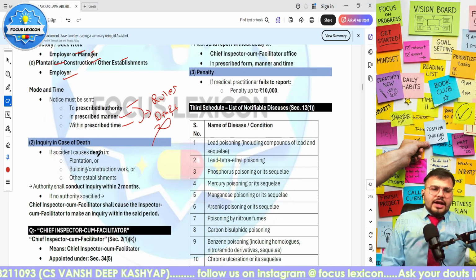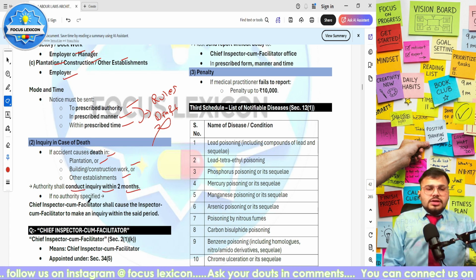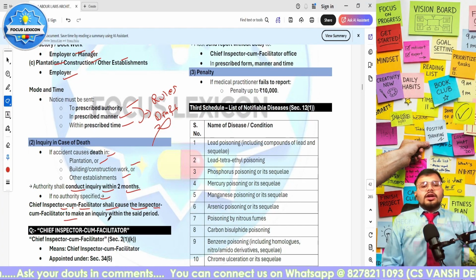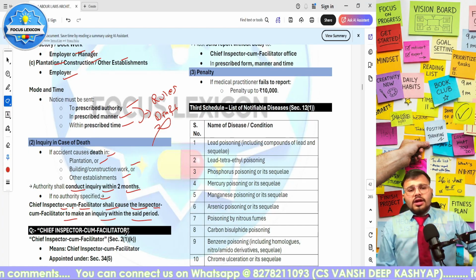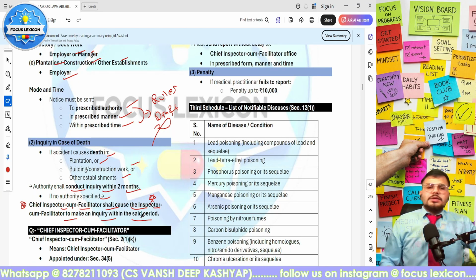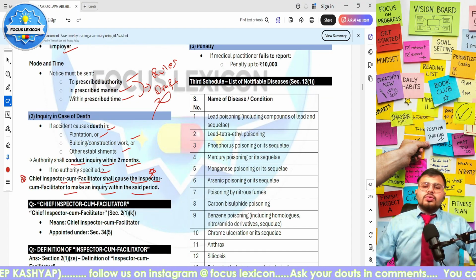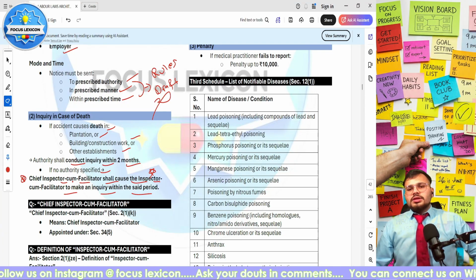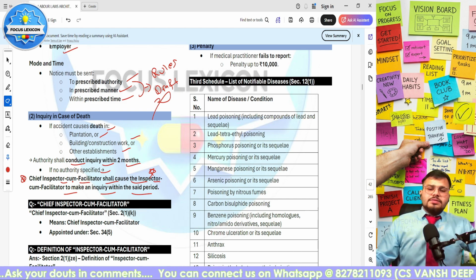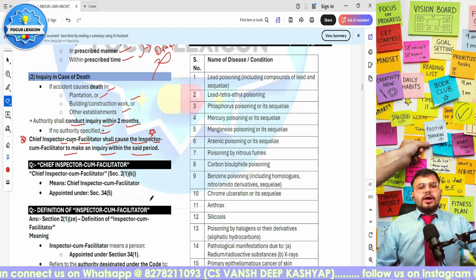Inquiry in case of death. If an accident causes death in a plantation, building, construction work or other establishment, the authority shall conduct an inquiry within 2 months. If no authority is specified, the chief inspector cum facilitator shall cause the inspector cum facilitator to make an inquiry within the said period. Now you got new terms, chief inspector cum facilitator and inspector cum facilitator. If there is any death in any plantation or building or construction, the inquiry shall be made within 2 months, by the authority specified. If there is no authority specified, then the chief inspector cum facilitator shall cause the inspector cum facilitator to make the inquiry within the said period.